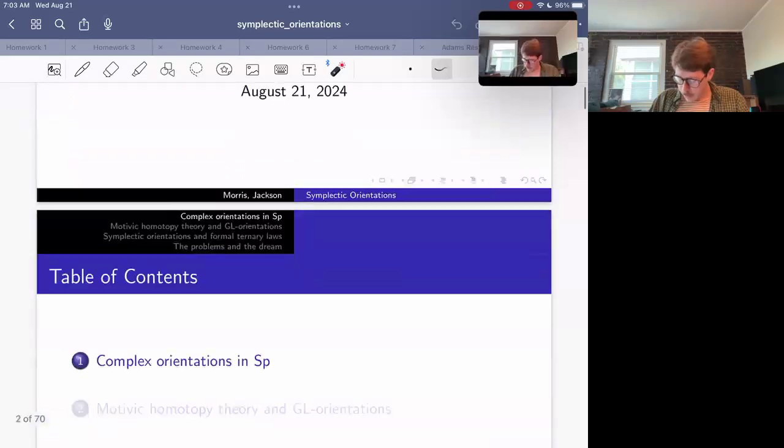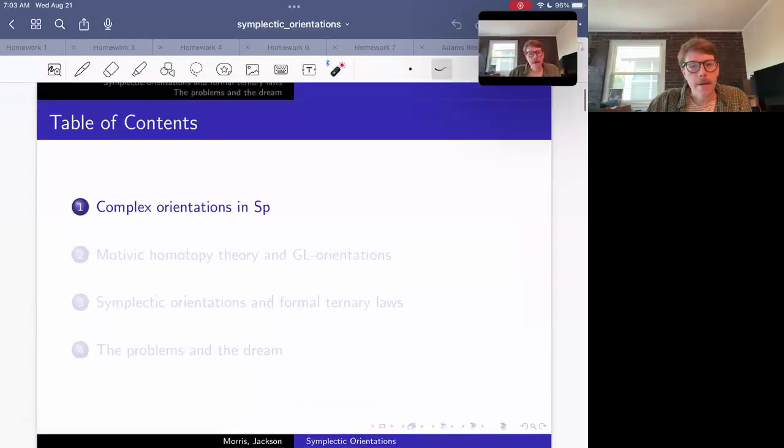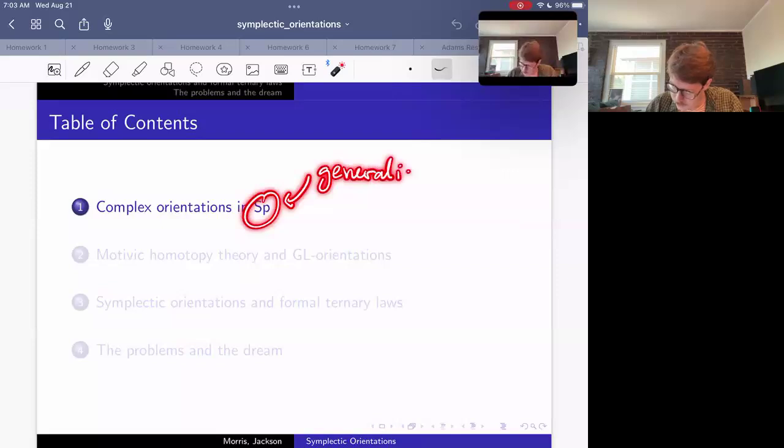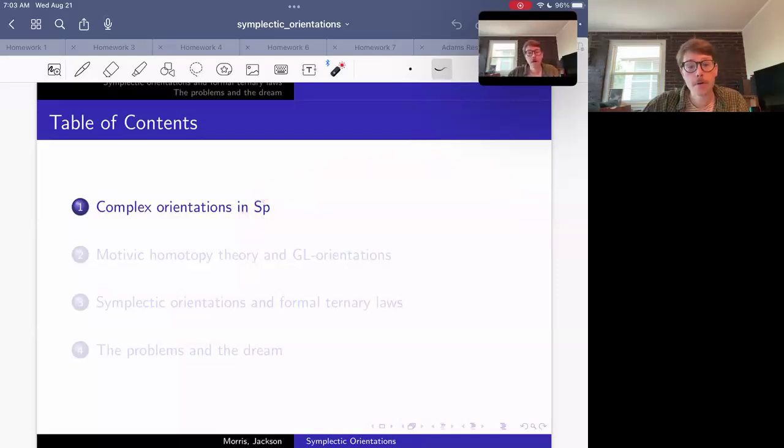But yeah, so I'm going to be talking about symplectic orientations today. This is a topic in motivic homotopy theory. So I'm going to work up from the ground up. I'm going to talk about complex orientations in the category of spectra. If you're not familiar with spectra, just like a generalized space is a good thing to have in your brain. I'll introduce motivic homotopy theory and what's called GL orientations. I'll move on to symplectic orientations and these things called formal ternary laws. And then we'll dream a little bit together at the end and see what we can do with this stuff.